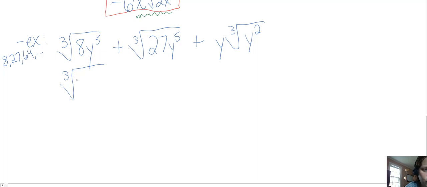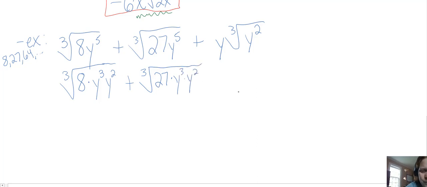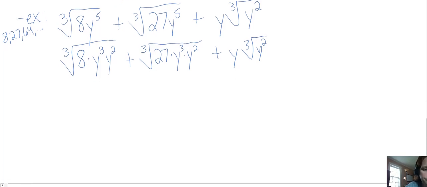So cube root of 8 I can just leave, but I want to break y to the 5th down to a power that's a multiple of 3. So it'd be y cubed, and then I'd still have y squared left. Next one, 27 is also on my list. So I'm just going to leave that as 27, and again, break down y to the 5th as y cubed, y squared. And then the last one, nothing I can do. I can't pull y squared out of a cube root because I don't have at least 3.